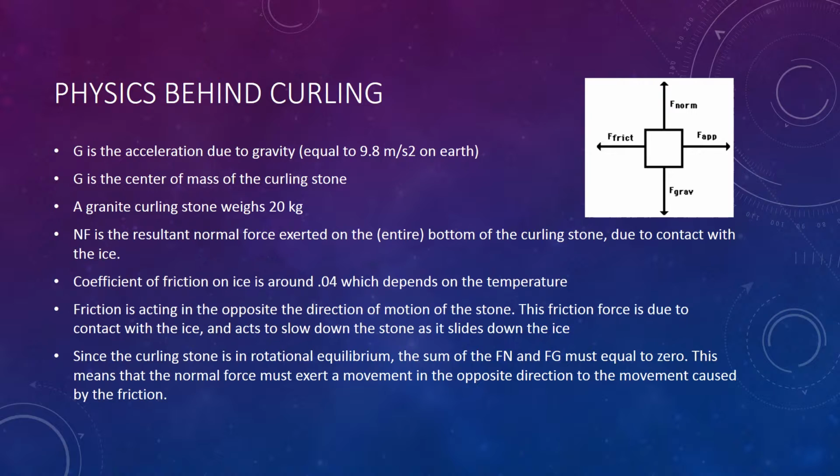Since the curling stone is in rotational equilibrium, the sum of the Fn and Fg must equal 0. This means that the normal force must exert a movement in the opposite direction to the movement caused by the friction.